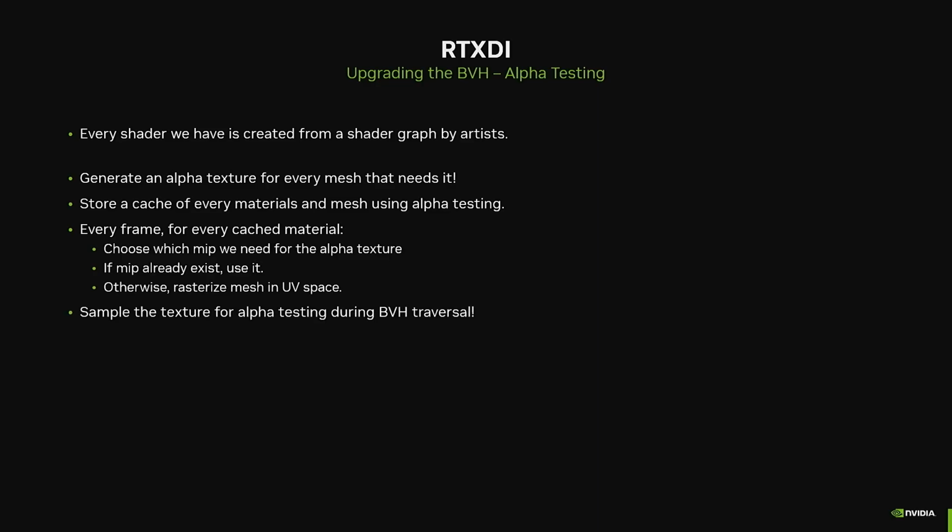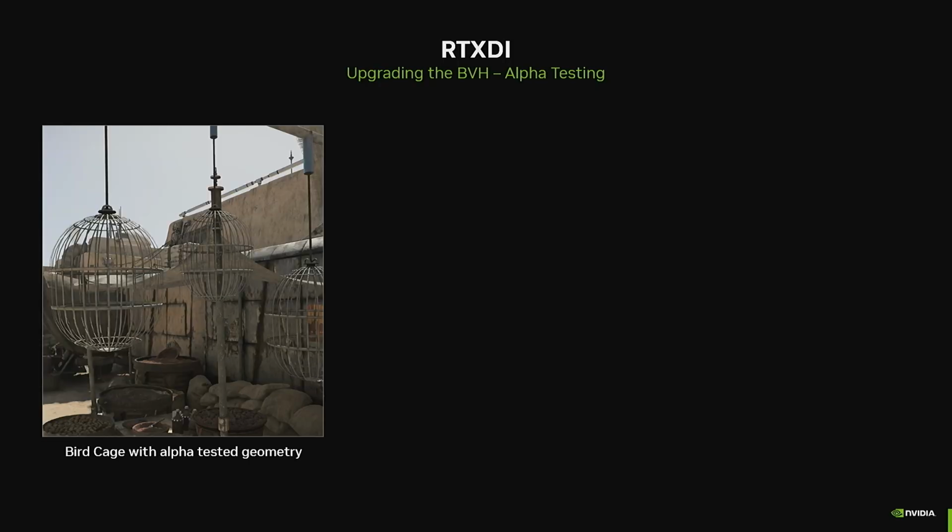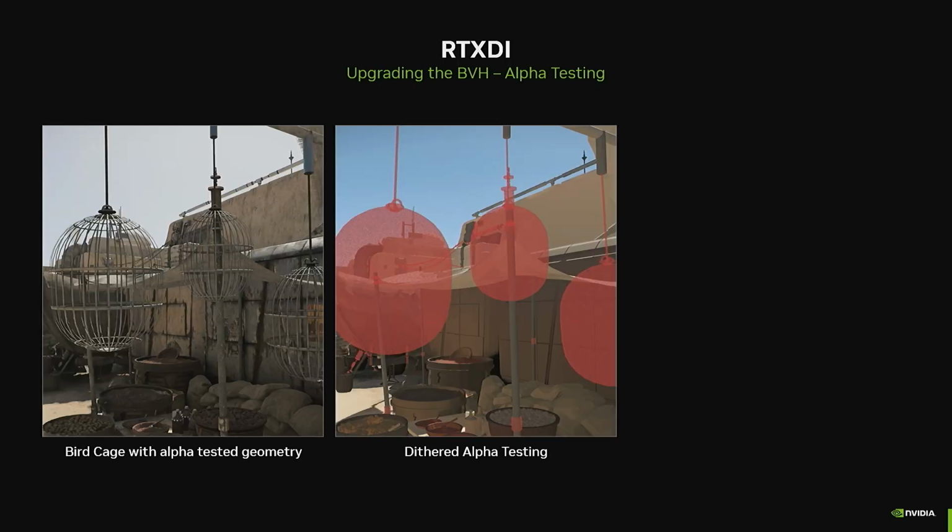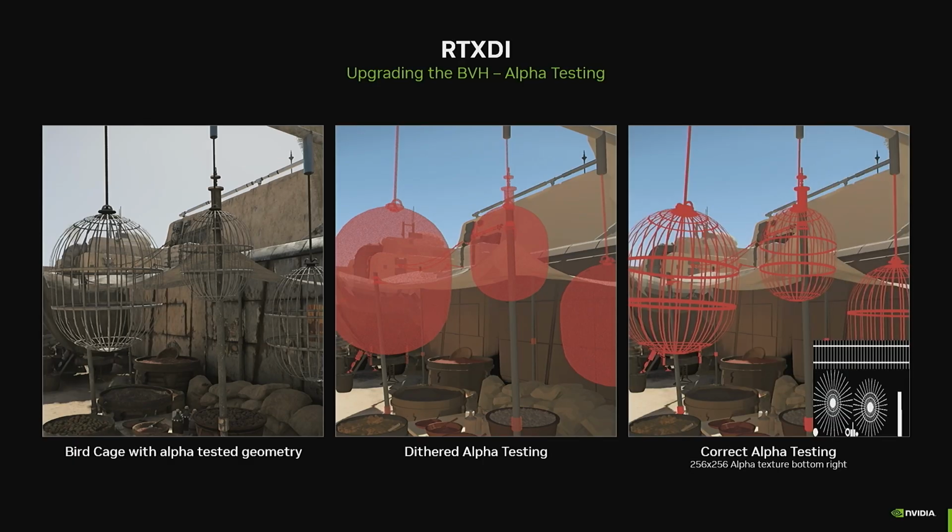And then we can simply sample the textures during BVH traversal. So here is an example of a birdcage that relies on alpha testing. With our deferred alpha testing that we use in our coarse BVH, it looks like that, which doesn't look like birdcages. But with our correct alpha testing, this is what we get.